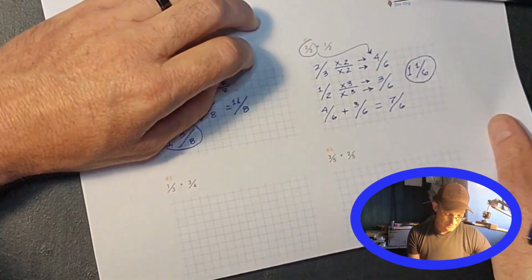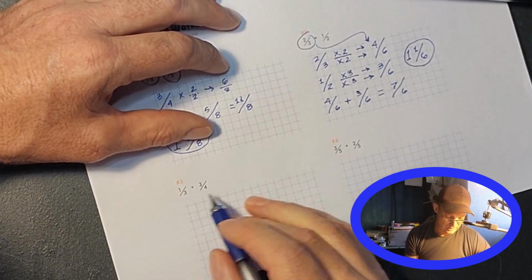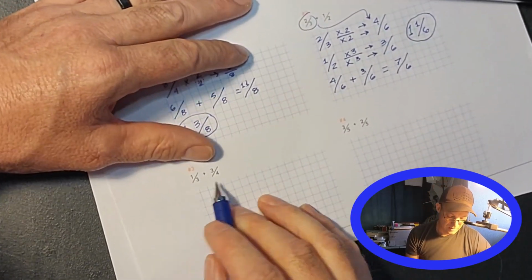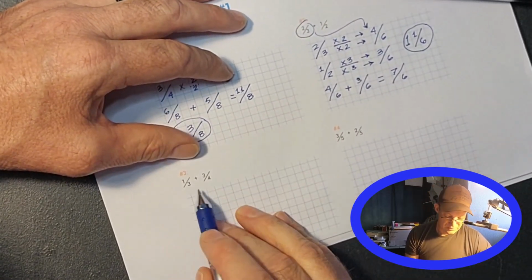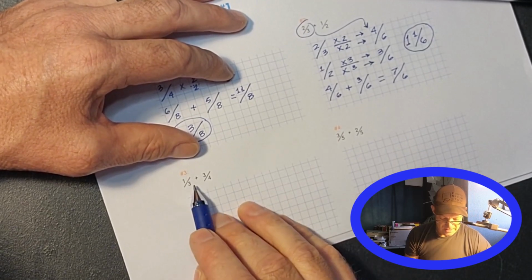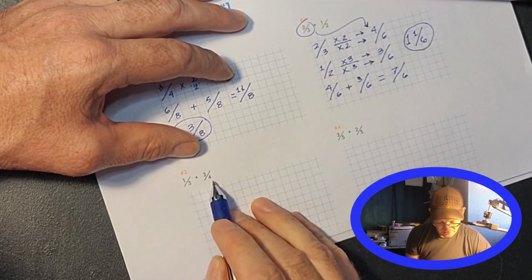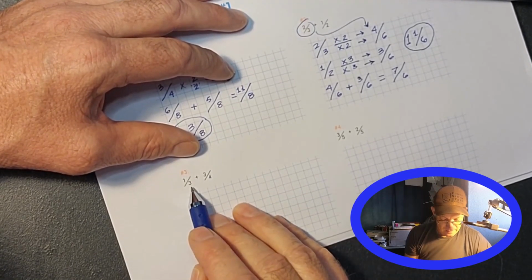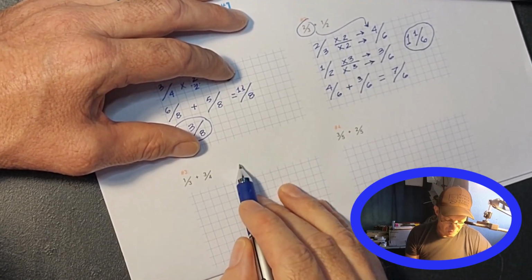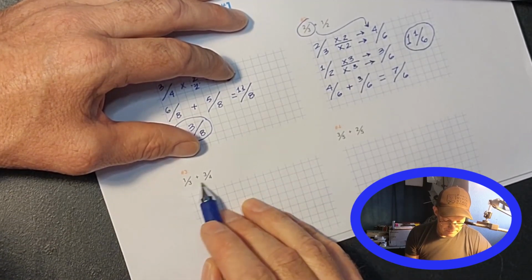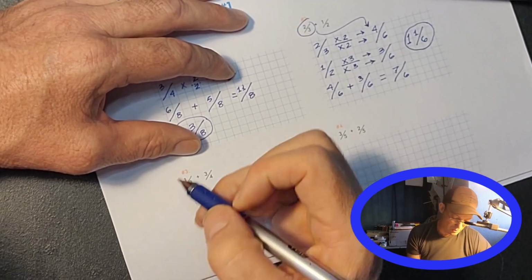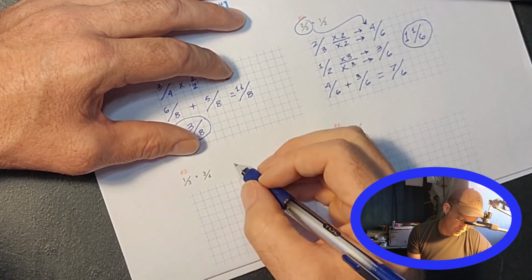Okay, number 3, we've got 1/3 plus 3/4, so we need a common denominator there. These are pretty small numbers, and neither denominator is divisible by 2, which means multiplying them together is probably the best bet we've got. So we could do 3 times 4 is 12. That looks like the first number those will both divide into evenly. So 12 is our common denominator.